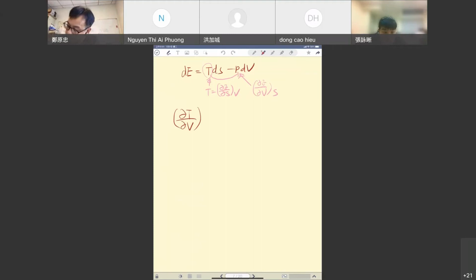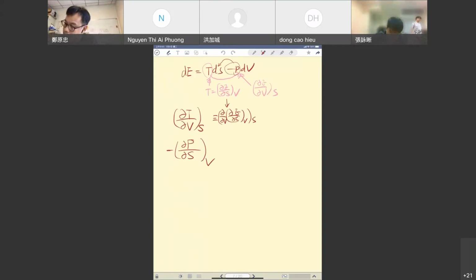And this actually is partial E, partial S, constant V, then we partial V, constant S, as this. So we do the derivative on S first, then V. And you have partial minus P, partial, now this term with respect to S, constant V. And minus P, of course, will be minus outside. So pull this outside. That's your P. And this should be equal to partial E.